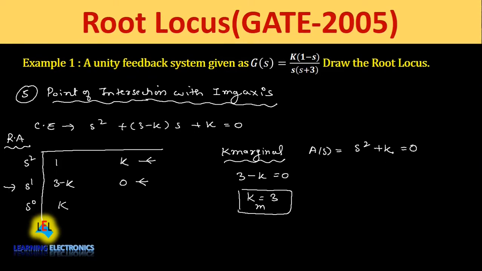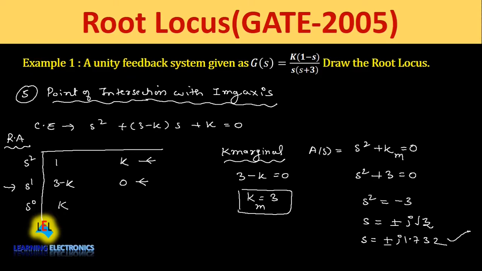So in this equation we have to put the marginal value of k. When we put the marginal value of k, we will get s square plus 3 is equal to 0. From here we will get s square is equal to minus 3 and s will be equal to plus minus j root 3. Therefore the intersection point with the imaginary axis s will be equal to plus minus j 1.73. So this will be the intersection point of the root locus with the imaginary axis. Now we have to draw the final root locus using all this data.